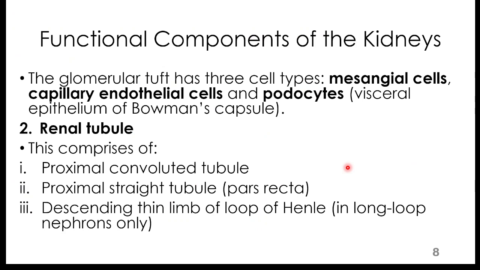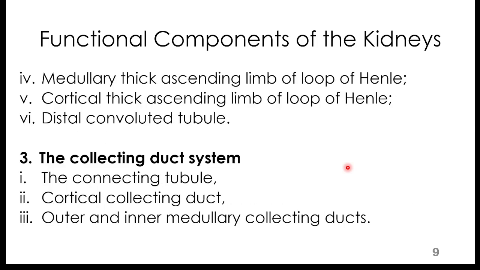Now, the glomerular tuft has three different types of cells inside. We have the mesangial cells, the endothelial cells of the capillary, as well as podocytes. We'll talk more about these cells later. Now, the second part of the nephron is the tubules, which we already know has a proximal portion, a loop of Henle, and the distal portion. Okay, then finally we have the collecting duct system.